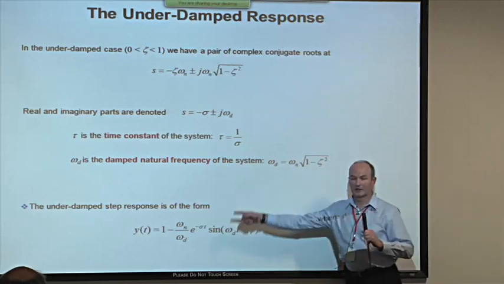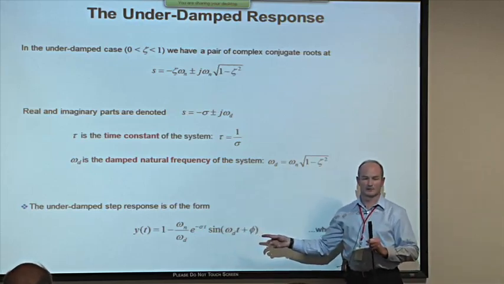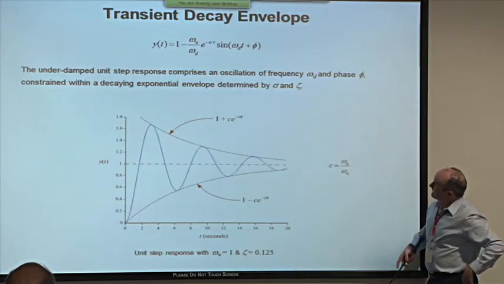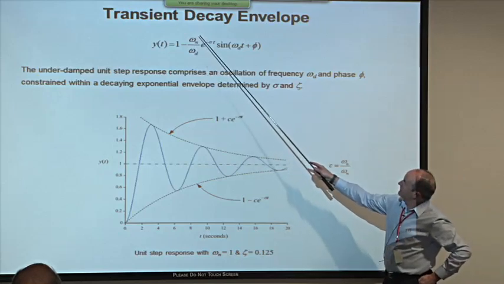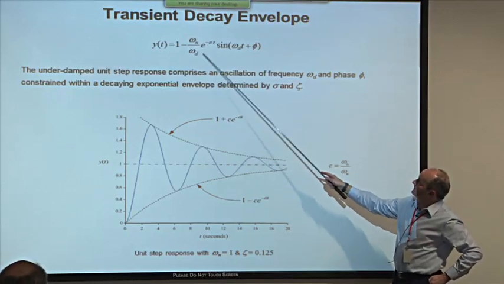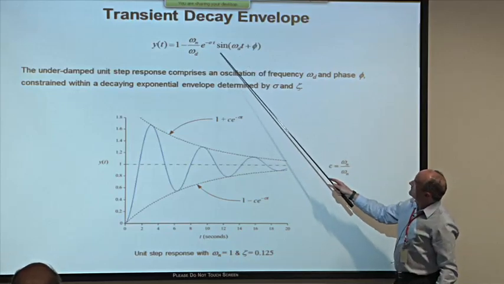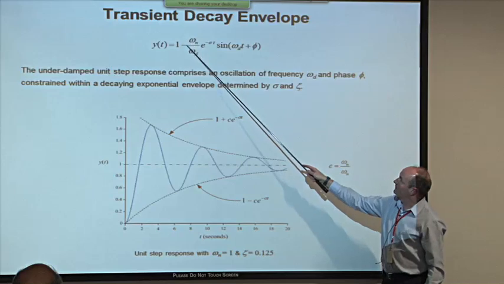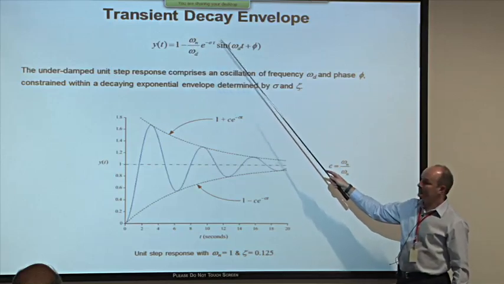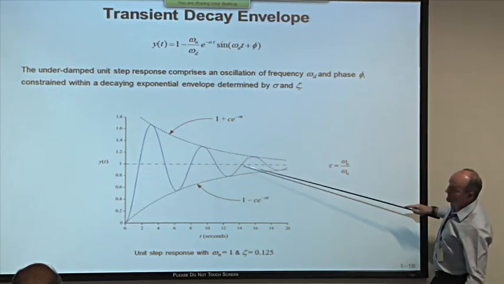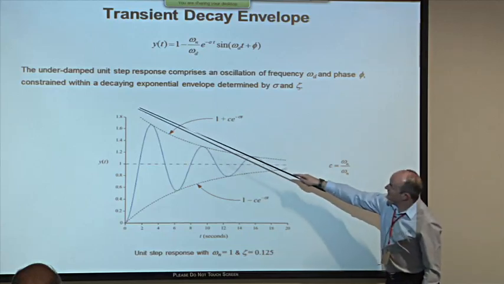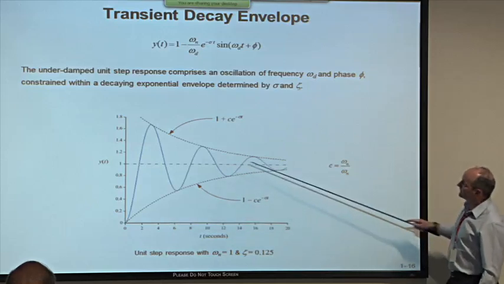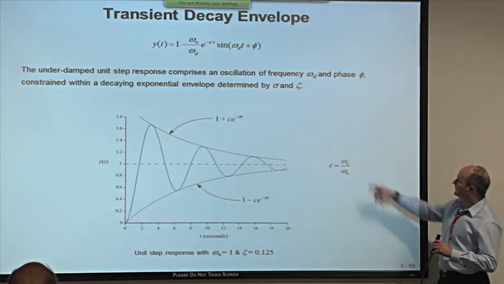Now you know that the transient response of an underdamped system, it's always that. It looks like this. So 1 minus omega n over omega d, that's a constant, times e to the minus sigma t. Now there's an oscillation, but that oscillation is constrained to lie within this term, which is a decaying exponential. So there's an oscillation here superimposed on the steady state, but it's constrained by this decaying exponential envelope.